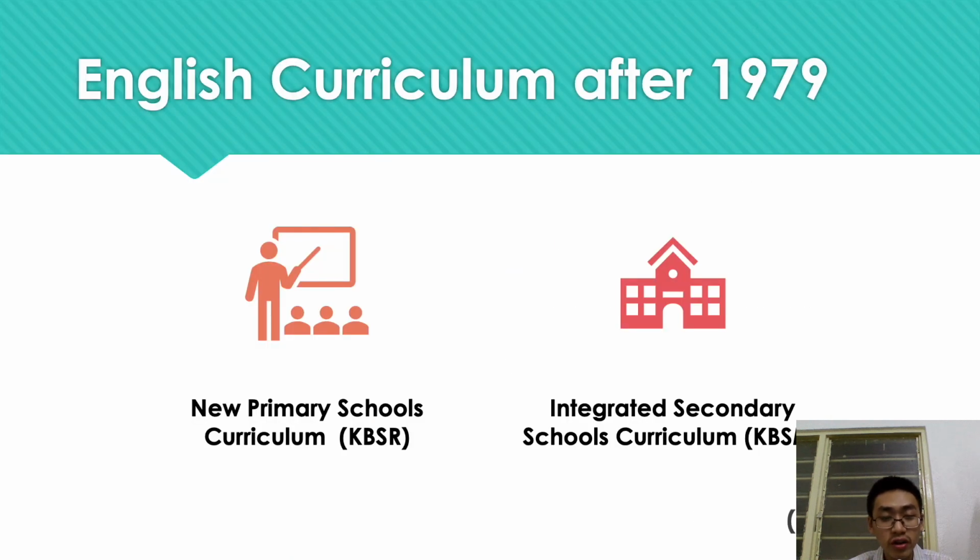There were two curricula introduced after 1979, and they were the major English curricula to be adopted by the government until the 2010s. We will look at the new primary school curriculum, which was known as KBSR in Malay. We will also get to know the integrated secondary schools curriculum, which was the KBSM.